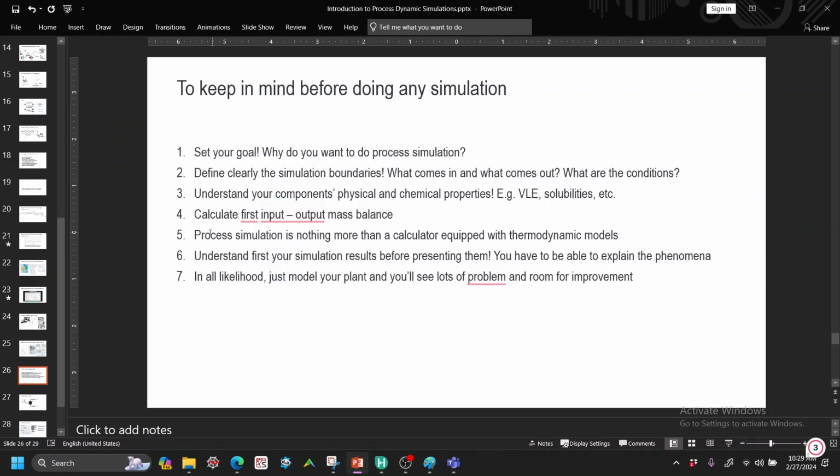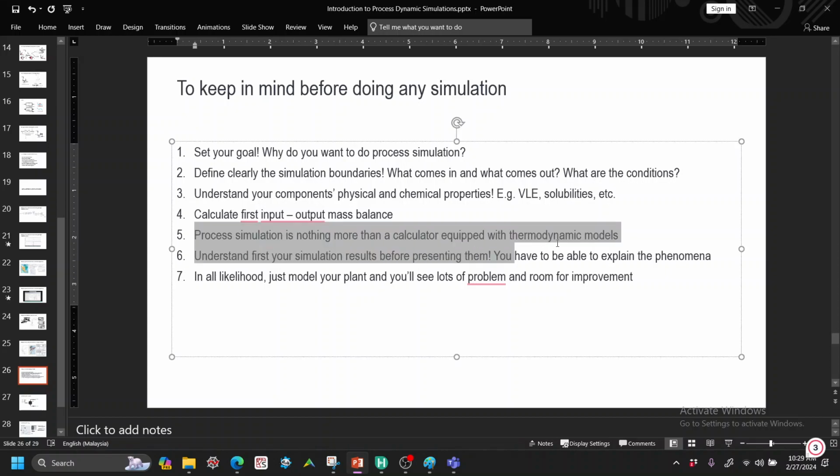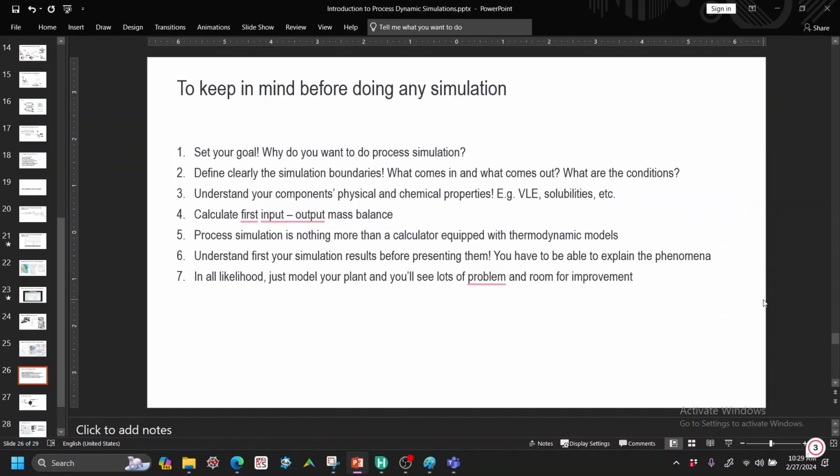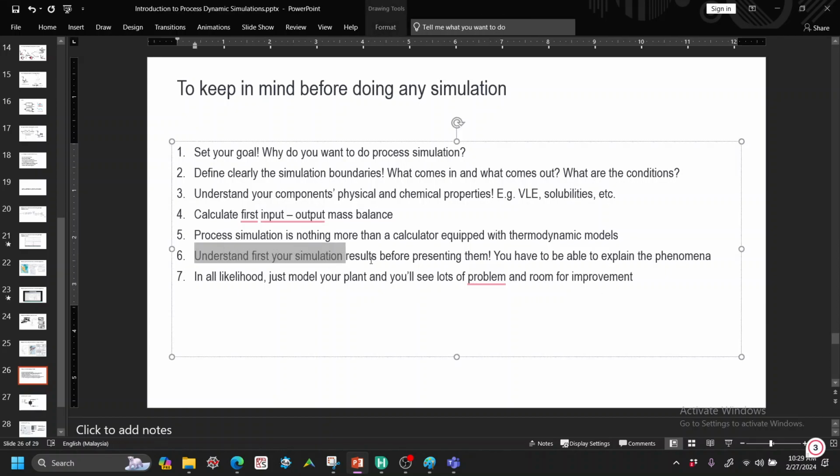And then you can calculate the first input and output mass balance. And then, remember this always: any process simulation software is basically just a calculator. You yourself define how you're going to use it. And then you need to be able to understand your results before you present them.